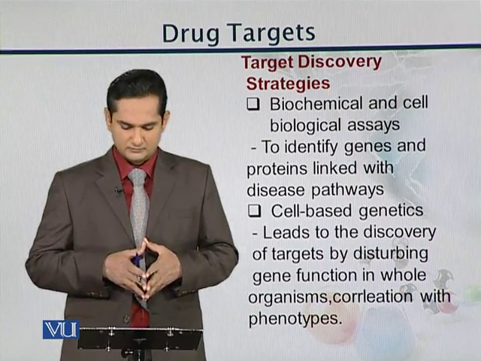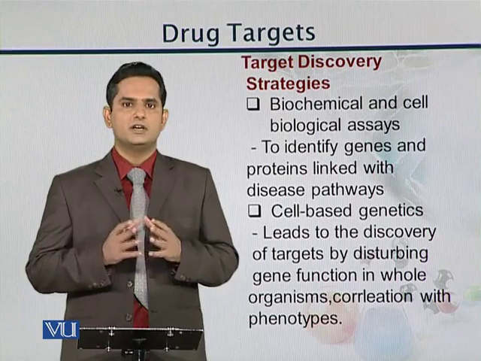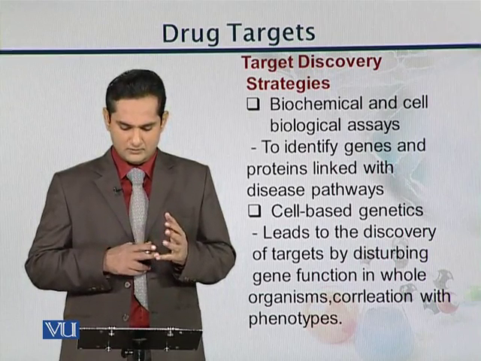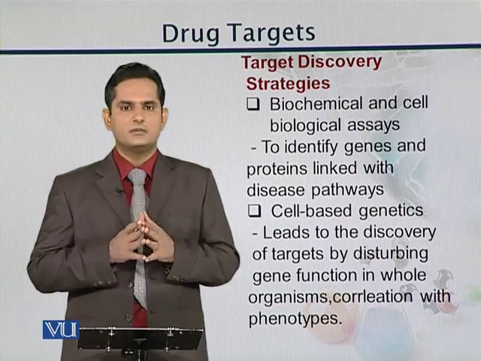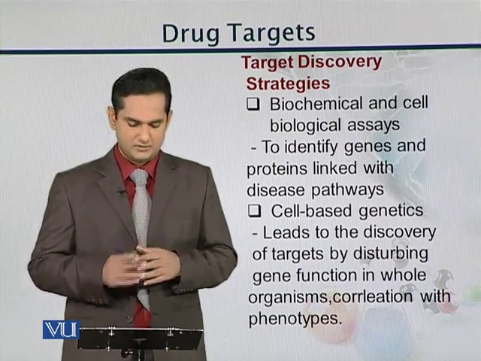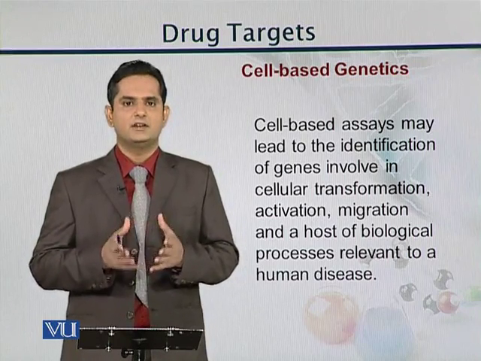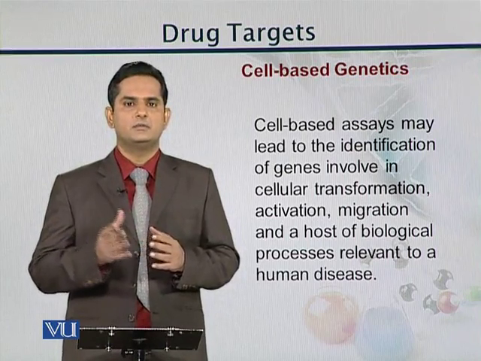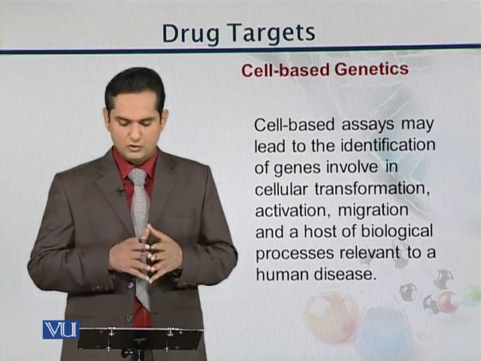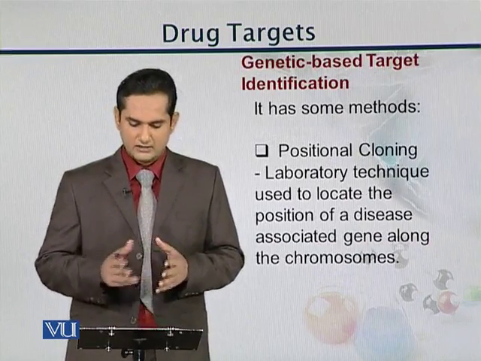Then we have cell-based genetics. In this cell-based genetic discovery, what happens is that it works by changing different things inside the cell. For example, it will work by correlation with the phenotypes, and then it can disturb or change the genetic behavior of a cell, and then it will see how the drug is working on different phenotypes. As I said, it works by changing different mechanisms inside the cell, such as transmission, transformation, activation, migration, or a host of similar biological processes which are related to the human organism. So that was our cell-based technique, that is the second technique.